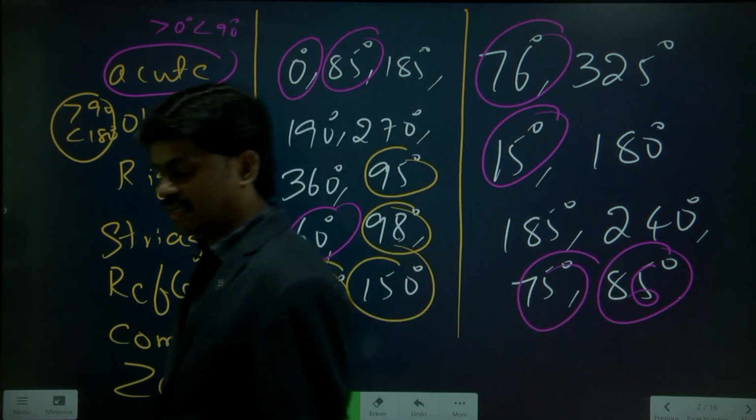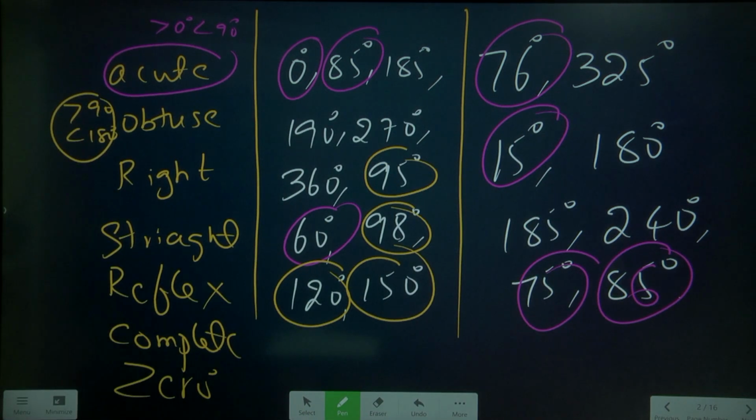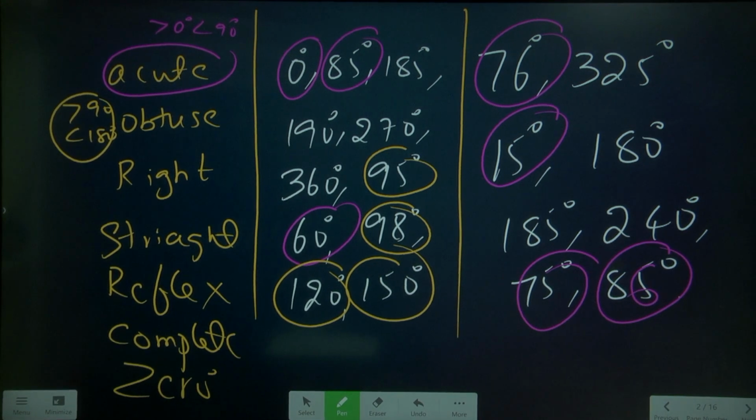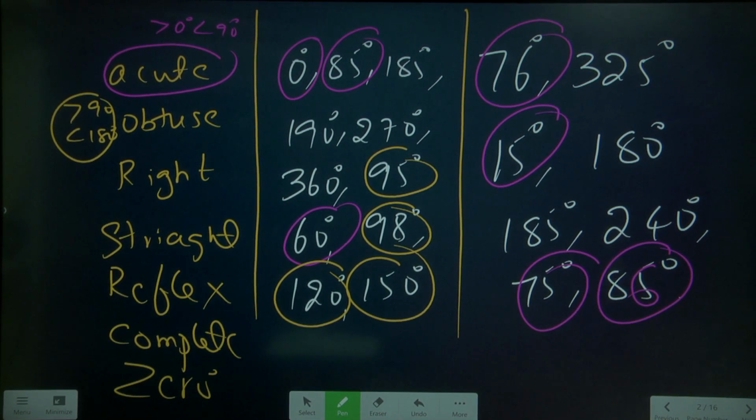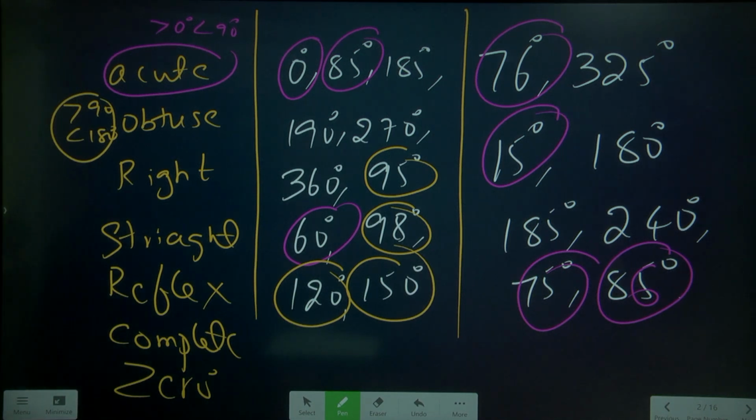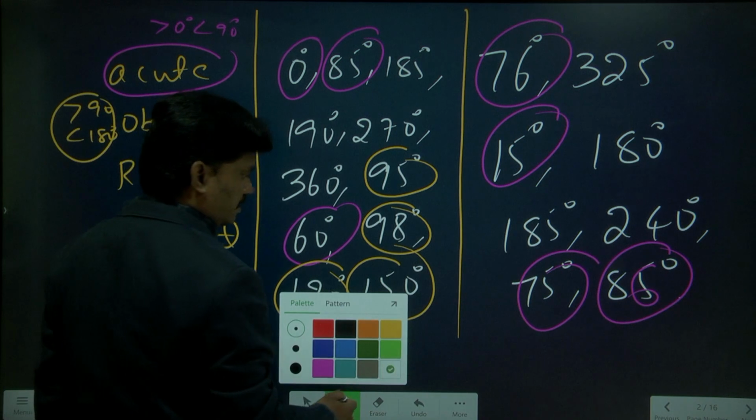Next, right angle. Right angle in the sense it is exactly 90 degrees, right? Right angle means exactly 90 degrees. So if any angle is given to you as 90 degrees, please check. Of course, here 90 degrees is not given. Let me write, so 90 angle here.